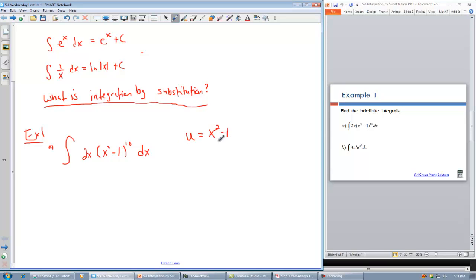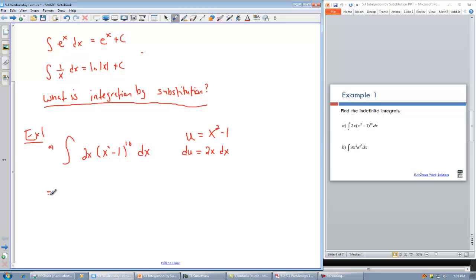And if you choose that, you'll be okay, because the idea is to differentiate both sides. So we'll write du equals, and take the derivative of x squared minus 1. And so you get 2x, and then you write dx on this side. So du is equal to 2x dx. You're going to be able then to substitute back in and get your answer.